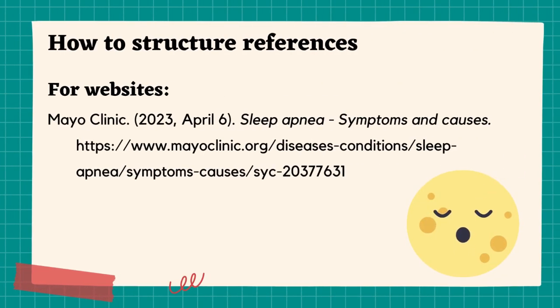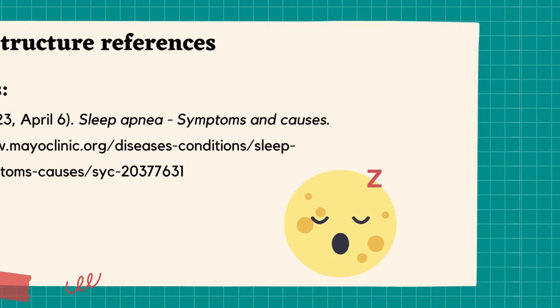If you have a source that doesn't have an author, you can put the organization instead. In this case, it's the Mayo Clinic because there was no author listed, then the year, month, and day. The article title was sleep apnea symptoms and causes, italicized, and then the website included where you found the article.